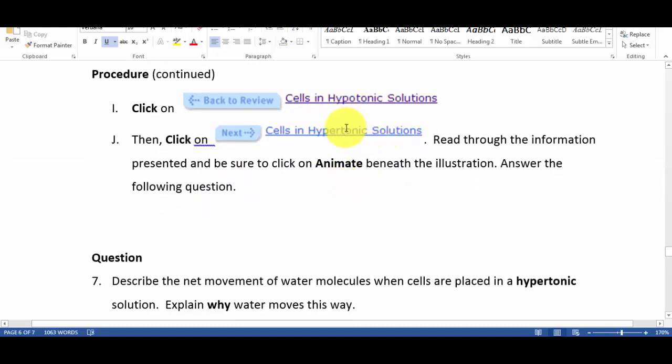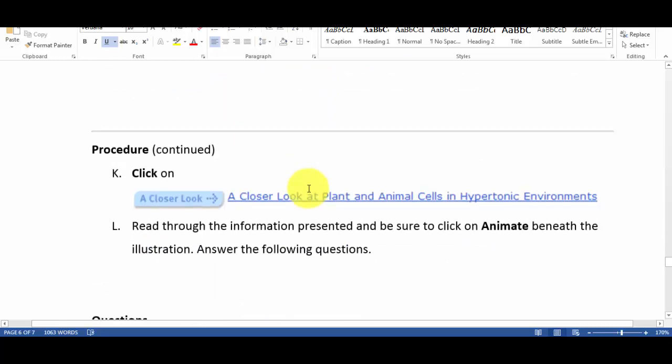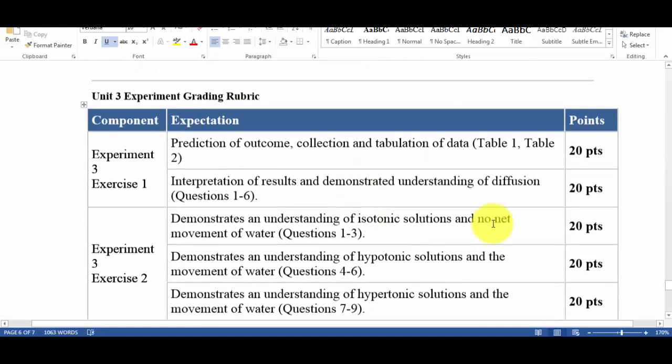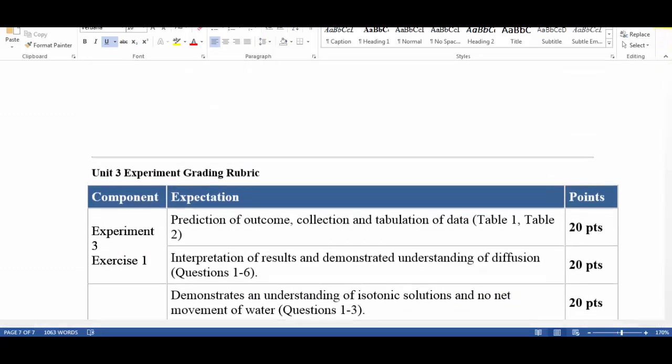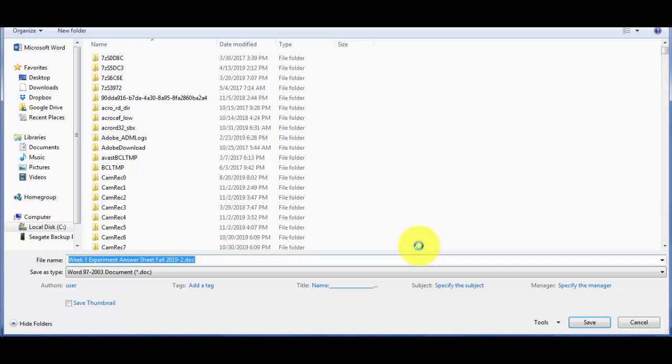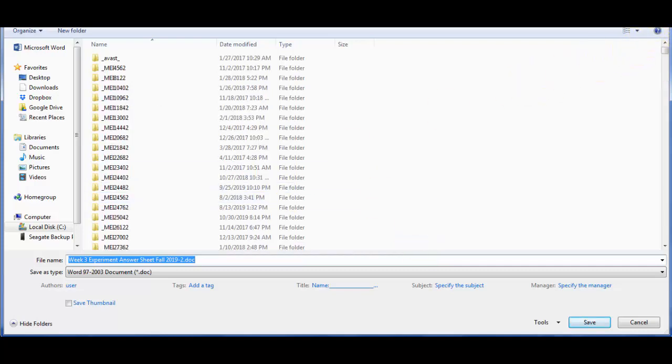And the last one would be over hypertonic solution. So just follow these instructions. There at the end, you have a couple more questions, and there's the rubric. So when you're done, save your results, and we'll go from there and turn it in. Thanks.